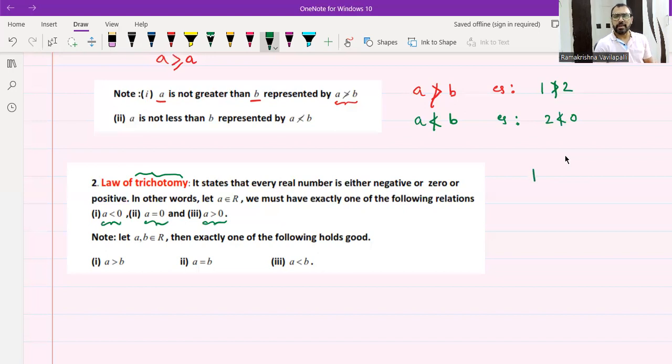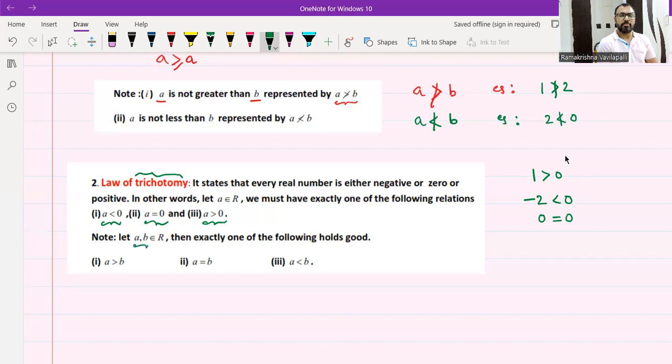So 1 is positive. A number X is given, it is positive. Minus 2 is negative. Only one can happen. 0 is equal to 0. So whenever a real number is given, only one of the following three cases can happen: either positive or equal to 0 or negative.